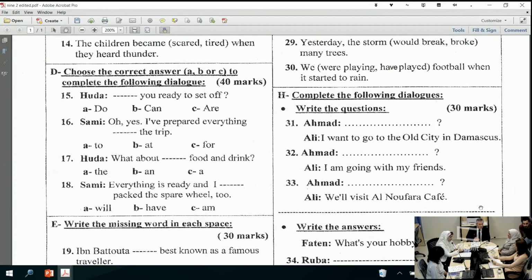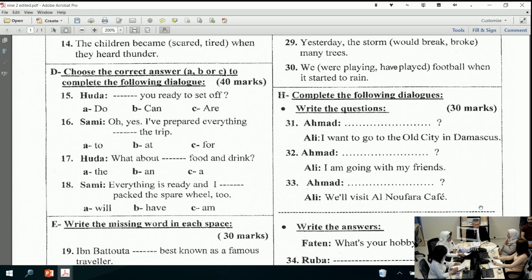Here we have a dialogue between Ahmad and Ali. Ali said, "I want to go to the old city in Damascus." What tense is it? It is present. "I want to go." And here we don't have an auxiliary verb that is going to help us while asking, so we are going to depend on do and does. In the present simple, we use do and does to ask questions.